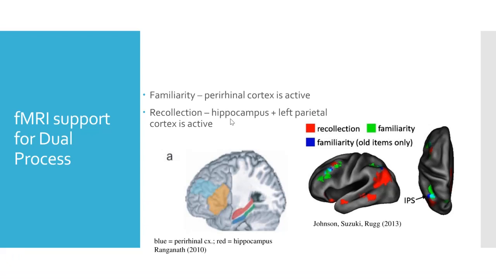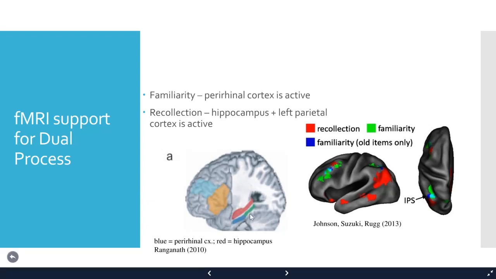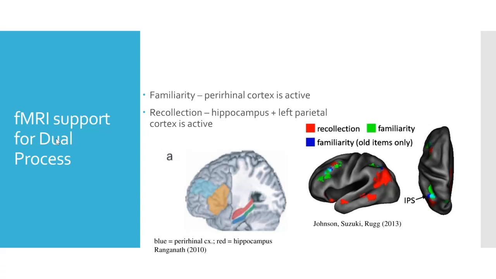So again, because you have two different regions that are active, that suggests that there are two dissociable memory signals, supporting that dual process view. If it was just one kind of memory signal, why would you have these two areas that are differentially active? At least that's the argument that people are making.